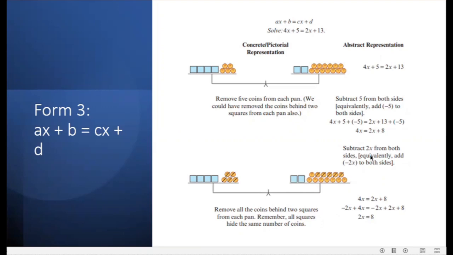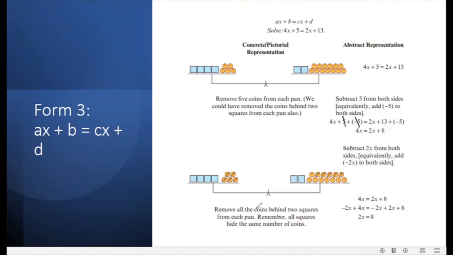Next, doon naman sa abstract representation, we subtract 5 from both sides, equivalently add negative 5 dun sa left, add negative 5 dun naman sa right. So 4x plus 5 plus negative 5, 2x plus 13 plus negative 5. So dun sa left side ay cancel na itong dalawa, magiging 0 na yan. Then yung 13 plus negative 5 is positive 8. So we have 4x equals 2x plus 8.